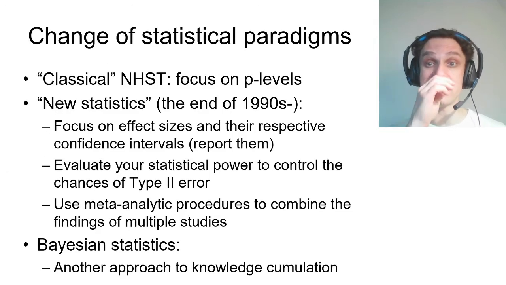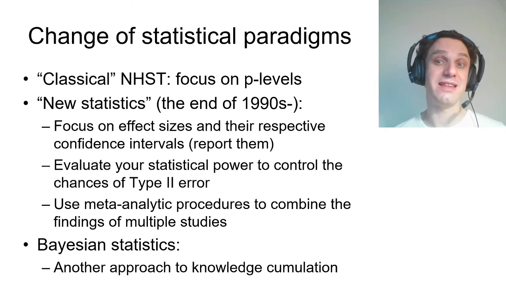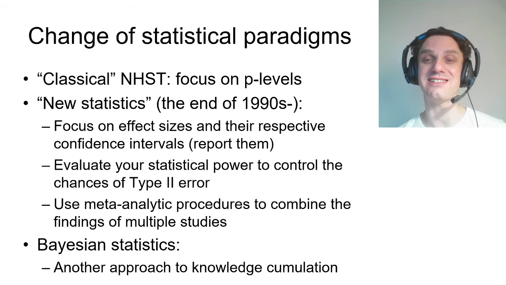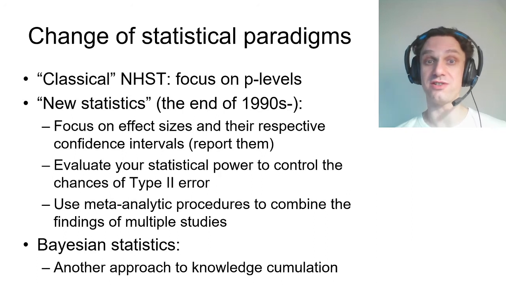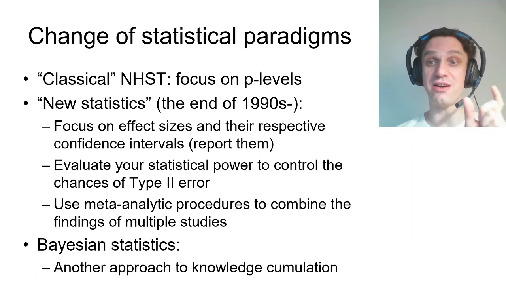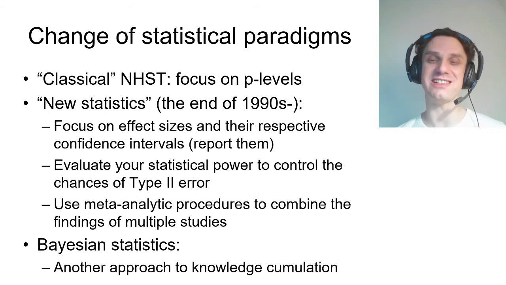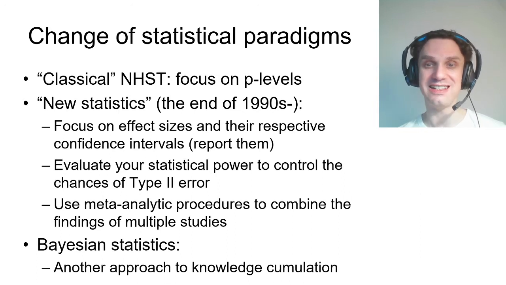So if you remember, we discussed today that there have been two different paradigms in the traditional statistics. There was the classical null hypothesis statistical testing approach developed mainly by Ronald Fisher, but also with contributions of others. And he focused mainly on p-levels, mainly on statistical significance. Then Neyman and Pearson developed this paradigm, and they proposed to also focus on effect sizes and statistical power, and to use meta-analytic procedures to combine the findings of different studies. And these are all the things that we have just discussed.